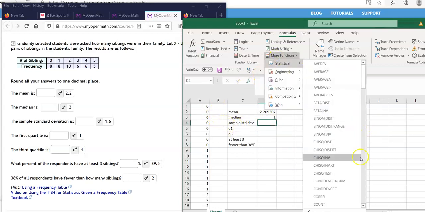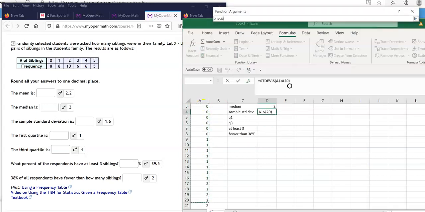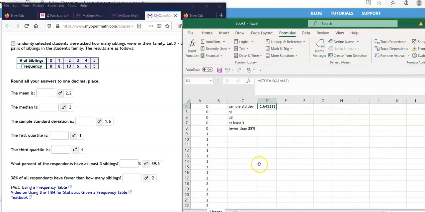So sample standard deviation. Again, more function, statistical, stdev.s. And voila. Okay, 1.6, there you go.